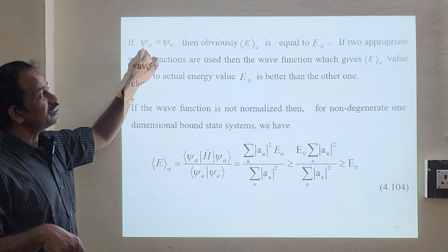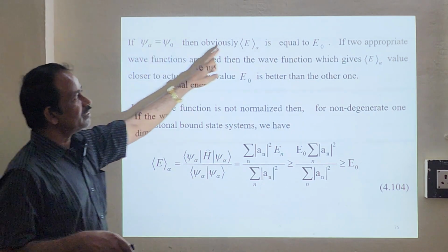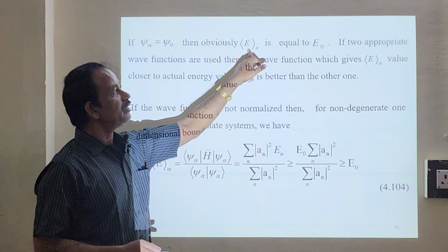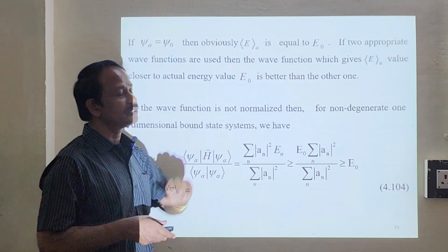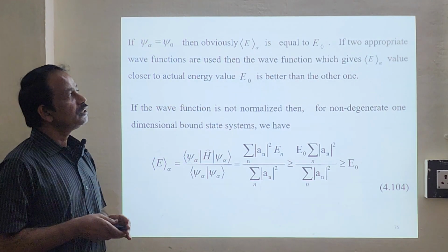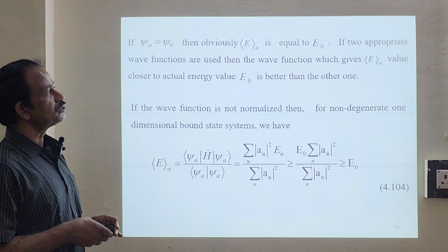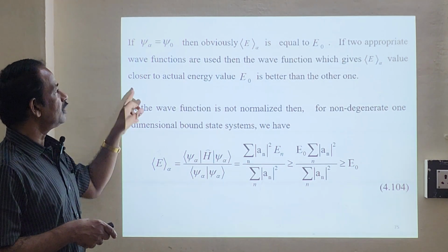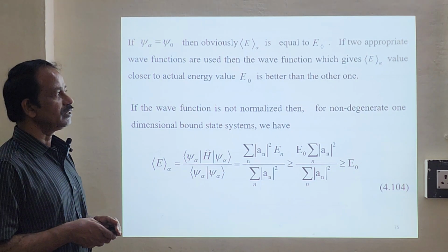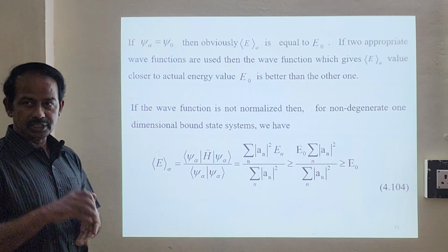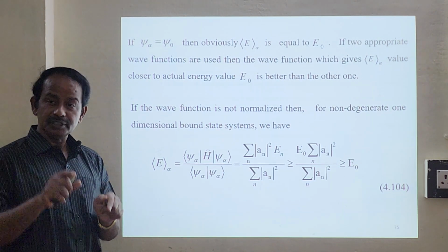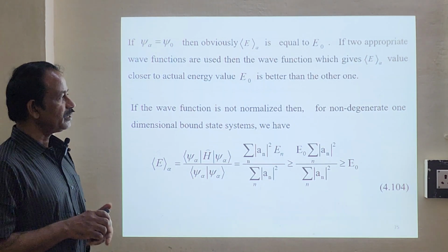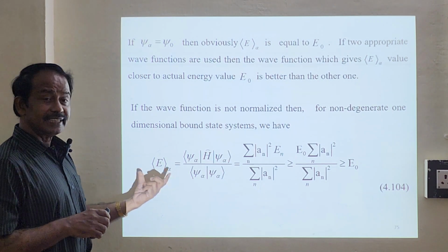If this condition is satisfied, using the variation parameter and the wave function for the actual system, then we can say that E depends on alpha is equal to the energy of the true system. If two appropriate wave functions are used, the wave function which gives the E of alpha value closer to the actual energy value E naught is better. So the better result will come from whichever wave function is closer to the true system.